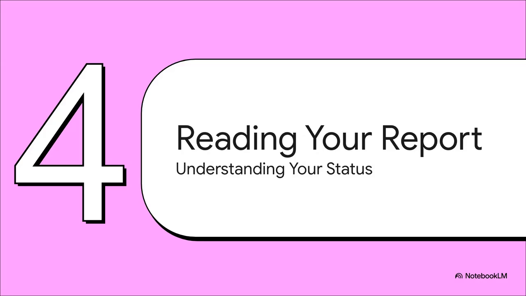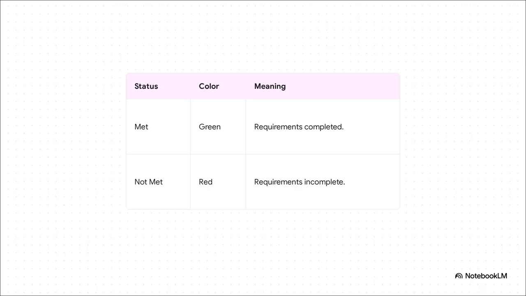All right, the report's up on your screen, but what does all this stuff mean? Let's quickly break down how to read it so you know exactly what's what. So the state actually makes this part really simple. It's basically a traffic light system. If you see green next to a requirement, it means met. You've completed it, you are good to go. But if you see red, that means not met. That's your cue that you still got some work to do. So yeah, super simple. Green means go, red means stop and find a class.